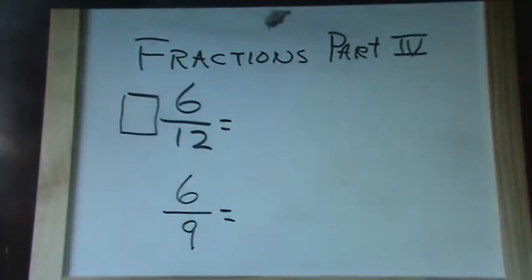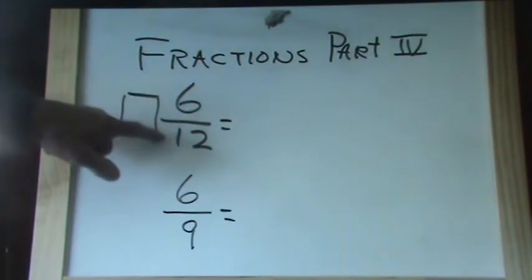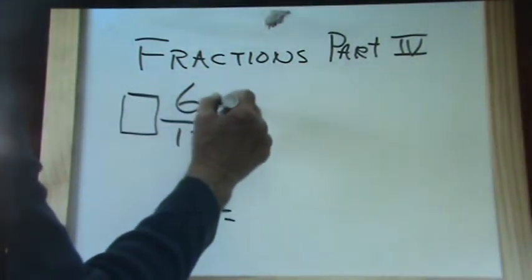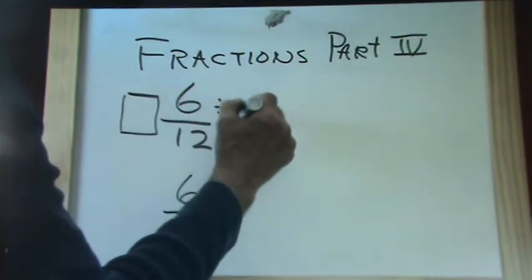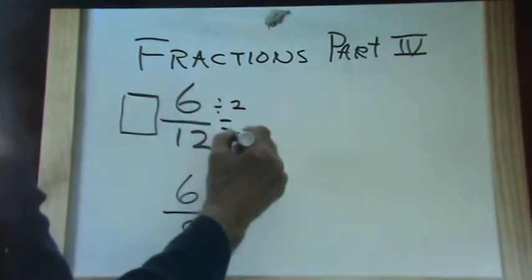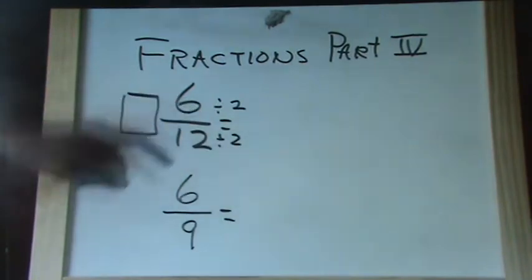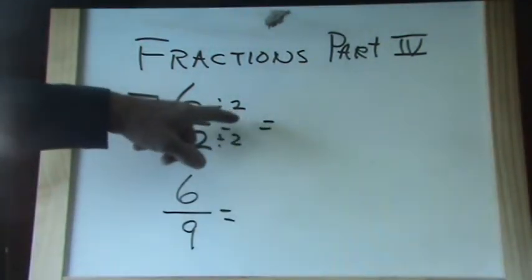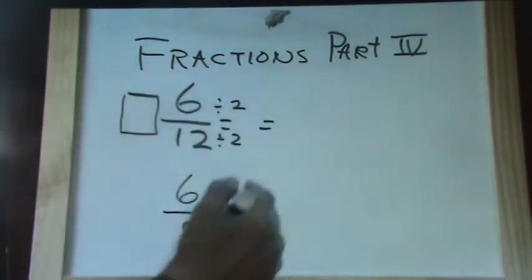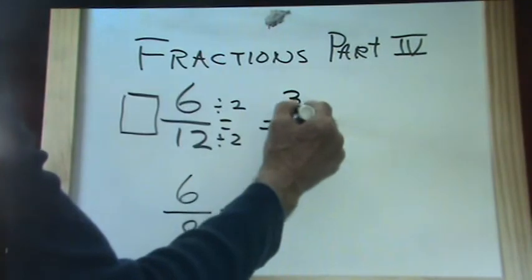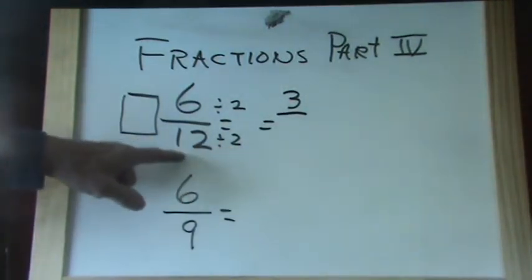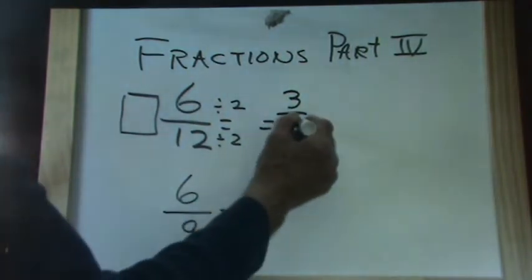Well, right off the bat, we know that this is an even number and this is an even number, so we could try 2. So we would divide this by 2, and divide the numerator and denominator by the same number. So if we divide 6 by 2, or how many times does 2 go into 6? It goes in 3 times. How many times does 2 go into 12? It goes 6 times.